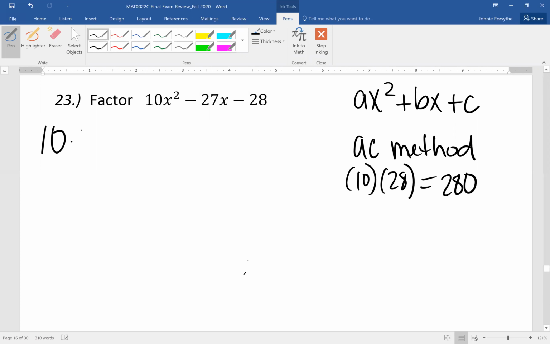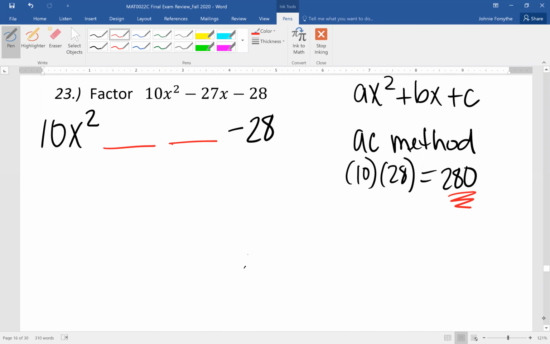I'm going to write 10x squared, and then I'm going to put minus 28, but I'm going to use this 280 to help me get two numbers in here that will multiply, remember, multiply to give me the 280 and add to give me negative 27. All right, so we're going to use that same kind of trick to help me find those two numbers. So I'm going to work on a little factor tree. So I know I've got 28 and 10. 28 times 10 equals 280.